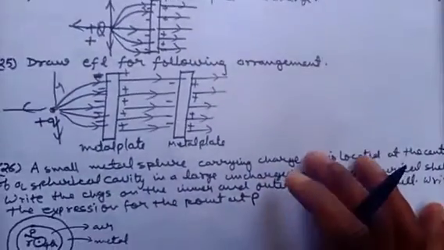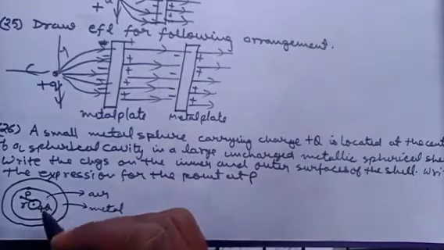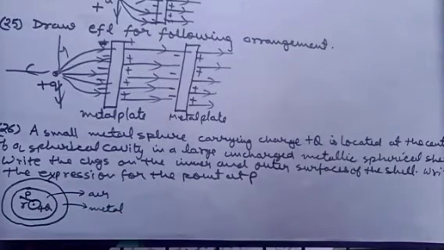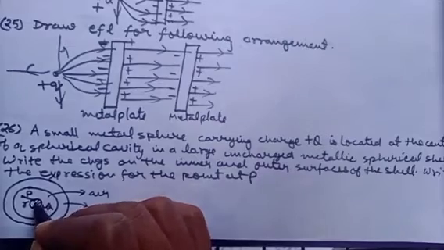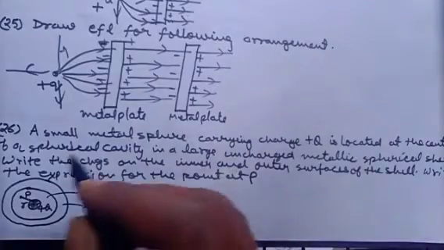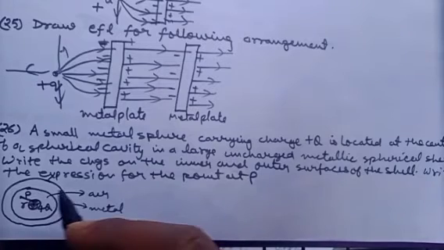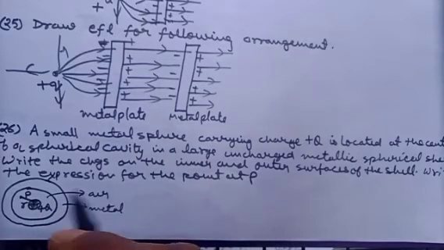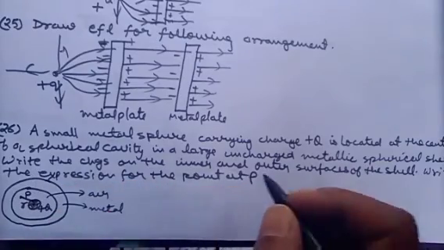That's all. Next, a small sphere. This is the small sphere. Actually, it looks like a bull's eye. I don't know what its name is, the paper on which people do shooting for aiming purposes, but it is not that. This inside portion is a sphere. A tiny sphere carrying charge plus Q, located at the center of a spherical cavity. This is the spherical cavity, so understand this concept like this is a football, and inside it a small tiny ball is placed at the center somehow. So write the charges on the inner and outer surfaces of the shell.